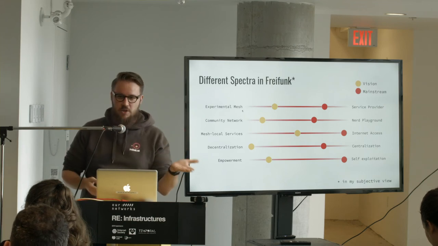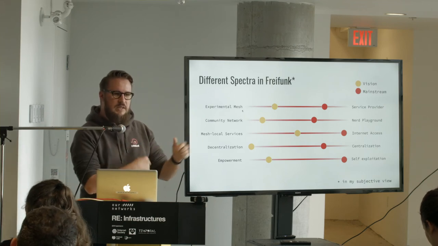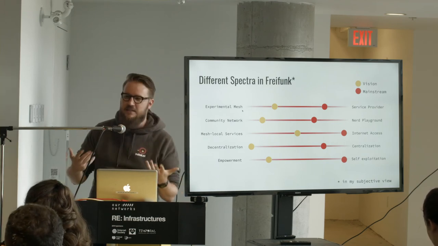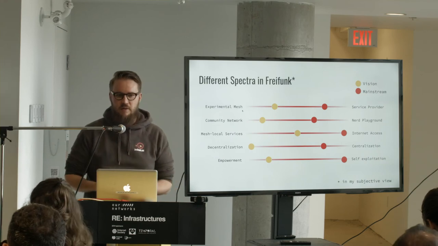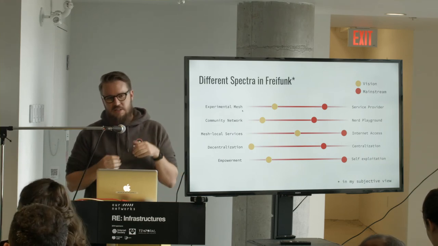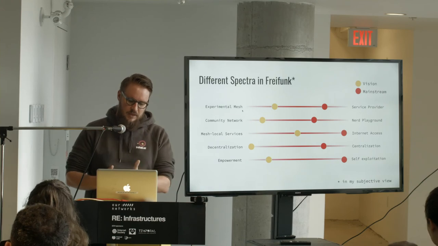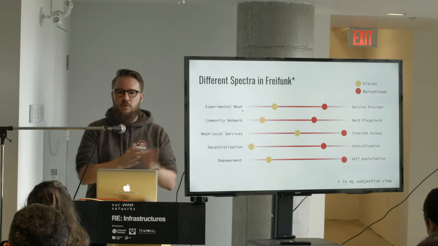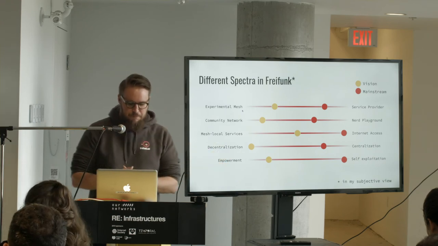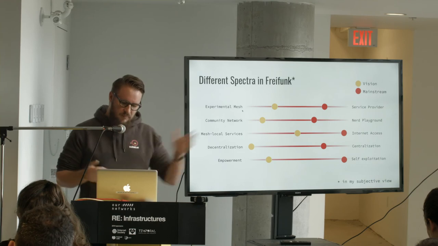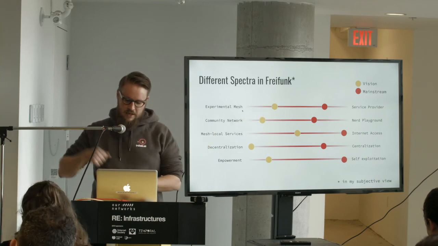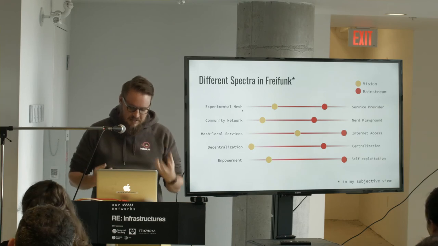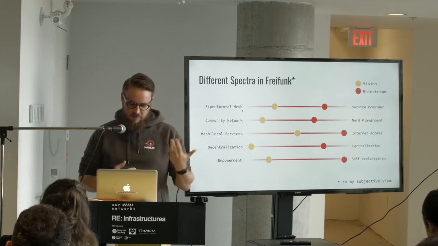Mesh local services, something I talked about. Do you connect to people locally, share data locally, or does it traverse the internet? We're more of an internet access provider at this point. We give people free Wi-Fi that they can use to access the internet, which doesn't really align with the vision of Freifunk, because Freifunk would much rather have internet as a service in their mesh equally with all the other services that are provided in the mesh. Decentralization, centralization. Freifunk would like to be completely decentralized. Right now, we have a lot of local VPN servers and centralized VPN servers where we exit traffic into the internet.